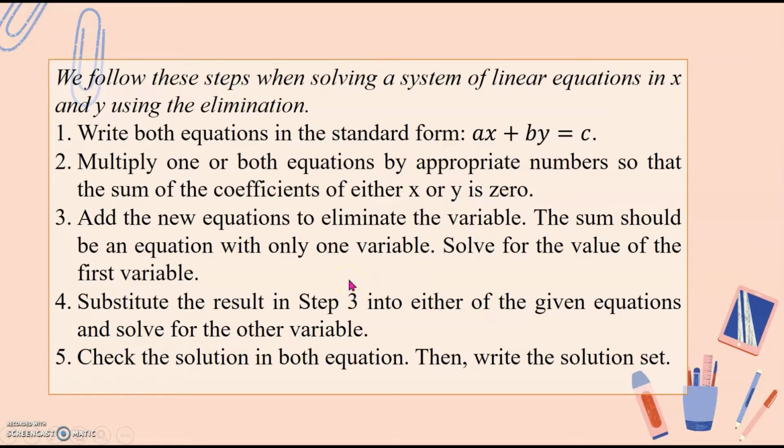We follow these steps when solving a system of linear equations in x and y using elimination. First, write both equations in standard form, that is, the form ax plus by equals c. Multiply one or both equations by appropriate numbers so that the sum of the coefficients of either x or y is 0. Add the new equations to eliminate the variable. The sum should be an equation with only one variable.